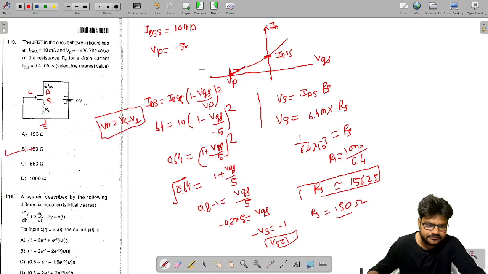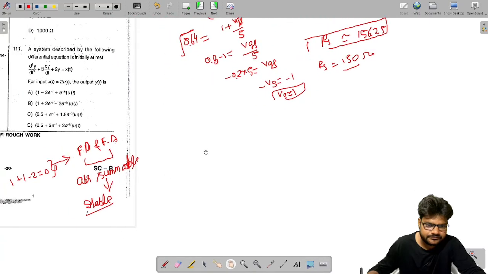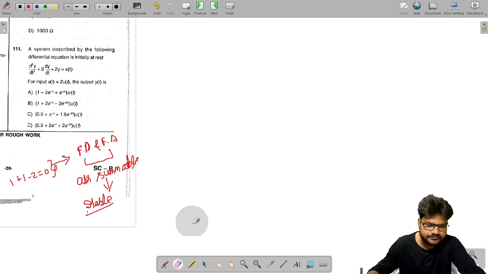Now let us go to the next question, that is question number 111. Before that, let me raise this one. We will be needing more space. So the question is, a system described by the following differential equation is initially at rest. So the initial conditions we are given are 0. The system is described by this differential equation. For this input, we have to find out the output.